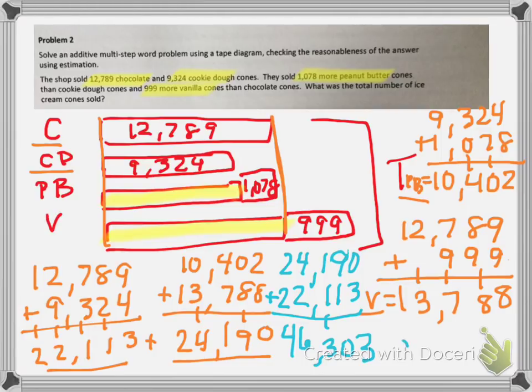46,303 cones in total were sold at the shop. And I would write that statement out. Okay. There we go. That's problem 2.